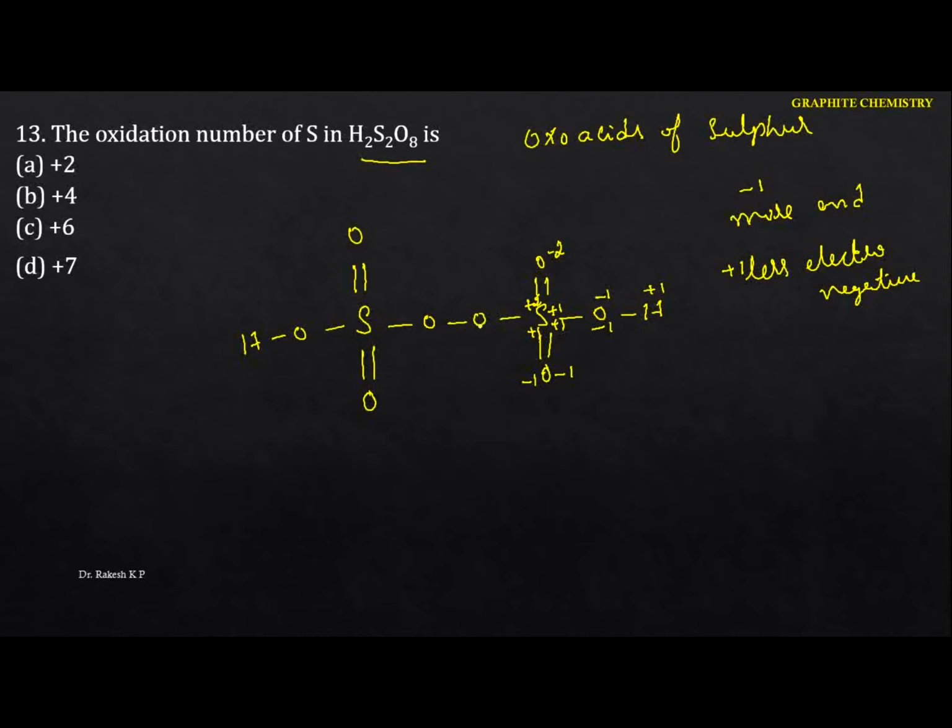Okay, just go to this one. From this oxygen to this sulfur, I can write -1, and this will be +1. Now just identify the total on the sulfur: +1, 1, 2, 3, 4, 5, 6. Here what we got is +6.